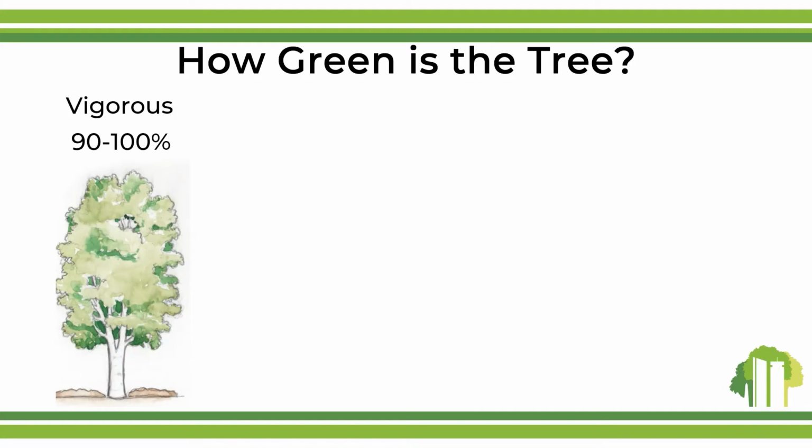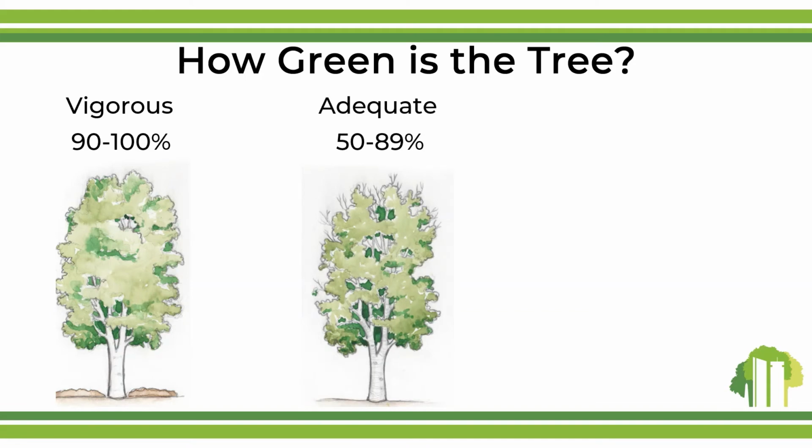The first option is vigorous foliage, 90 to 100% of the crown covered by leaves. Select this option if the tree you are inventorying has no bare spots or if there are a few bare spots on the tree. Second, you will see adequate foliage, 50 to 89% of crown covered by leaves. Select this if the tree you are inventorying has bare spots, some empty branches, or if the leaves are missing from a section of the tree.